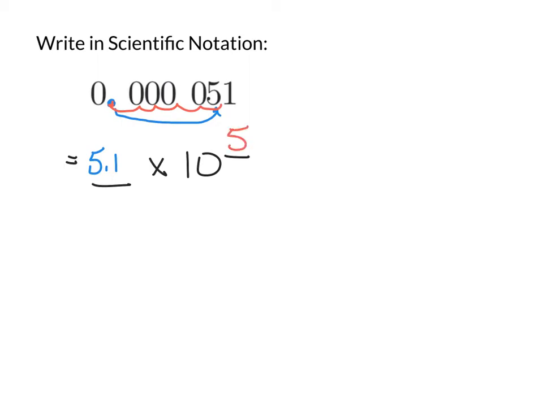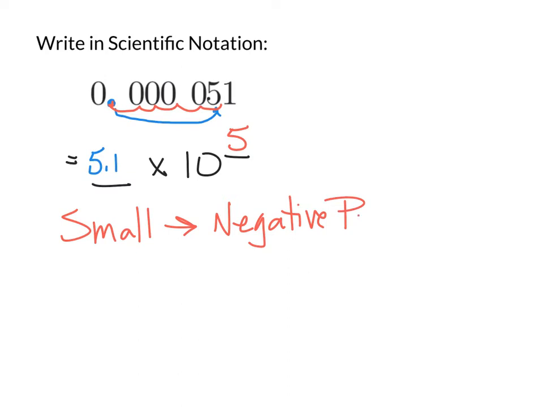The only thing left to do is to check whether that power should be positive or negative. And we said with big numbers, the power is positive. Well, 0.000051 is very, very small. Small numbers are going to have powers that are negative. Okay, so this will be -5.